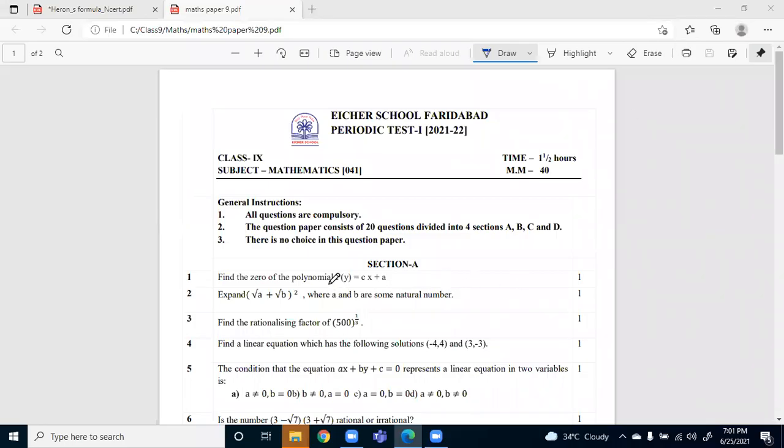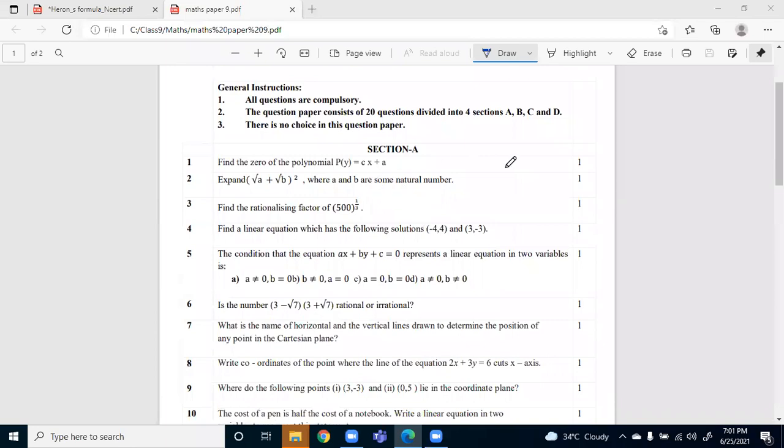Okay, so find the zero of the polynomial cx plus a. So I have to put it equal to 0. So cx is equal to minus a. So the zero of the polynomial will come out to be minus a upon c.